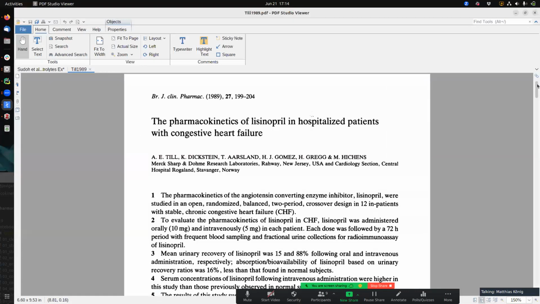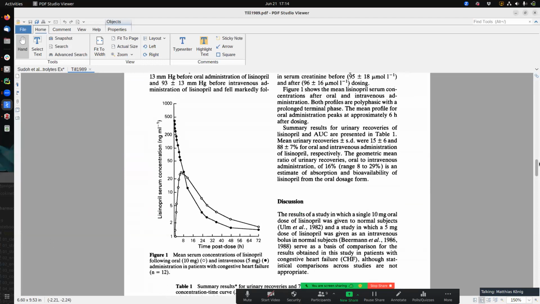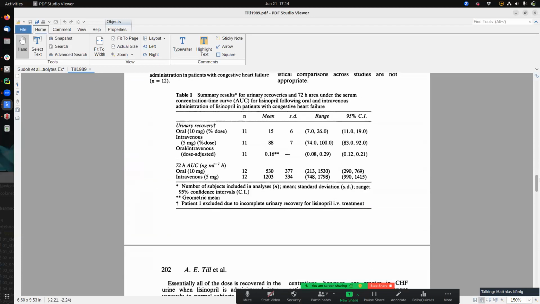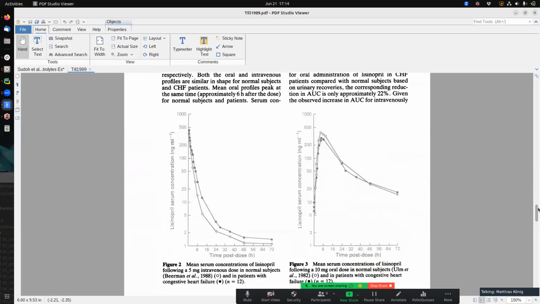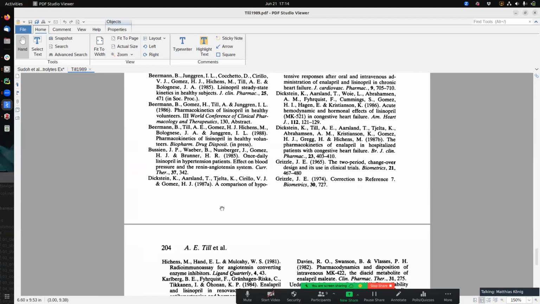I will just quickly check again that I didn't miss anything. But normally we see here we have the pharmacokinetics in this curve. We have some urinary recoveries and AUCs. We have some comparisons with the healthy data, these controls from Behrman and from Ulm. But these are two studies we already have. And otherwise, there's no data in this study.